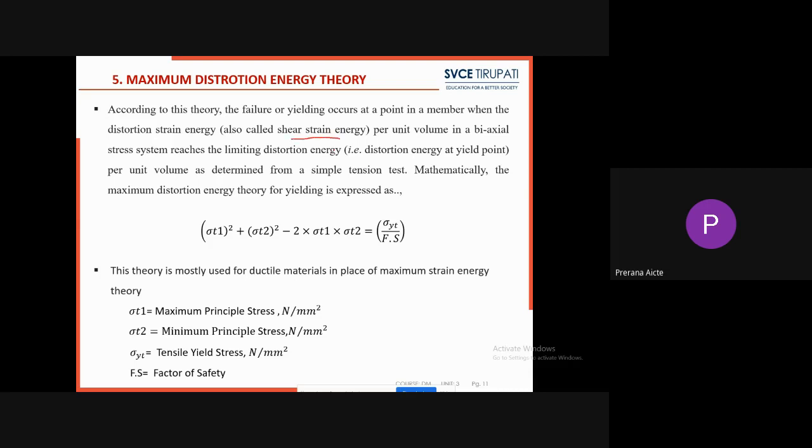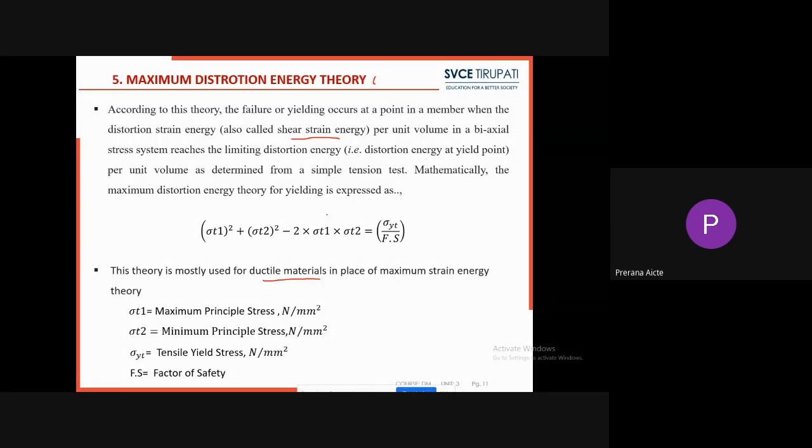After absorbing the energy, what happens? The given specimen fails. Whenever the specimen fails, the energy is called shear strain energy, and the theorem is also called the maximum distortion energy theory. It is also called the Hencky and Von Mises theory. This theorem is also used for ductile material. According to this theorem, the amount of energy will be absorbed in the biaxial plane. The theorem is called the maximum distortion energy theory.